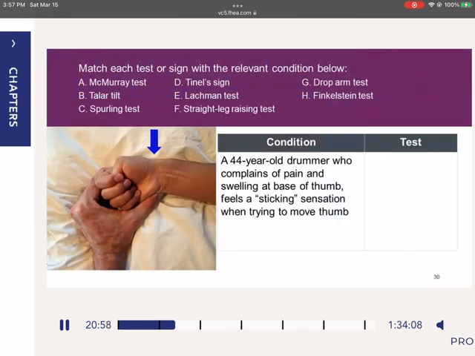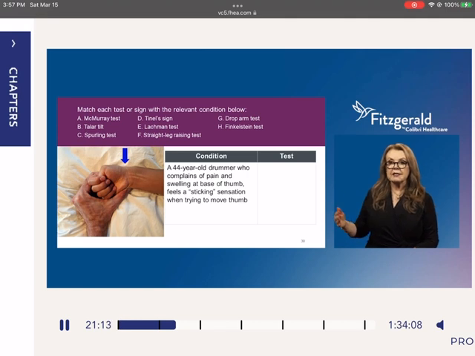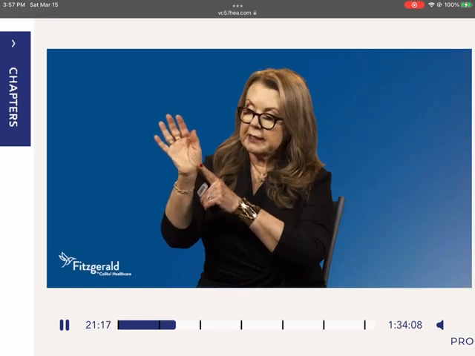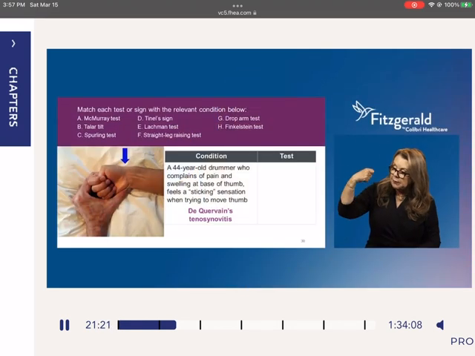A 44-year-old drummer who complains of pain and swelling at the base of the thumb and feels a sticking sensation when trying to move the thumb. And that describes a condition with the most curious name, de Quervain's tenosynovitis. And it literally is right around this region. And again, think of a drummer. Drummer is going to have a drumstick in the hand.